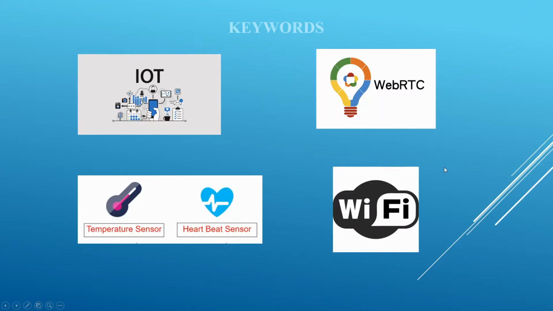There are four important keywords in my project: the Internet of Things, a system of interrelated computing devices, mechanical and digital machines provided with unique identifiers, and the ability to transfer data over a network without requiring human to human or human to computer interaction.